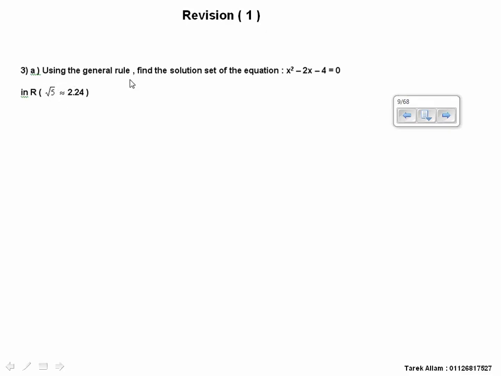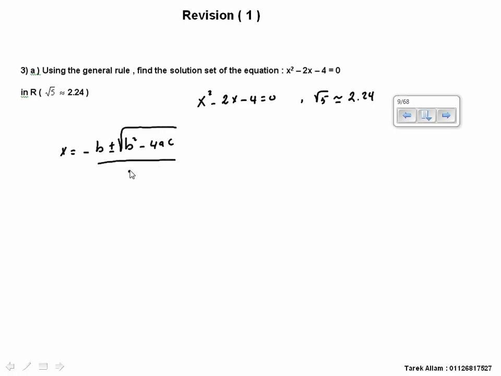Question number 3a. Using the general rule, find the solution set of the equation x squared minus 2x minus 4 equals 0, and root 5 equals 2.24. So by using the general rule, x equals minus b plus or minus the square root of b squared minus 4ac, over 2a. That is the general rule to find the solution set of the equation.